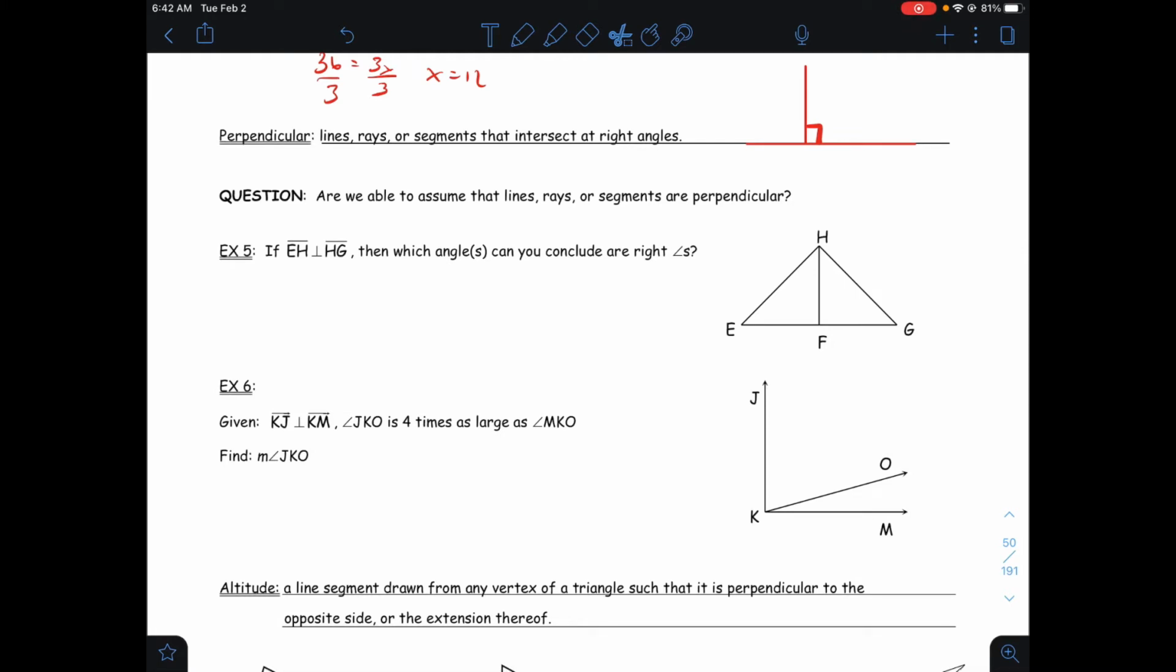It says, are we able to assume that lines, rays, or segments are perpendicular? If we look at something and say, oh, that looks like a right angle, no, you cannot. You cannot assume that something is perpendicular. It either needs to have the little 90-degree mark, then you know it's perpendicular, but you can't just look at something.